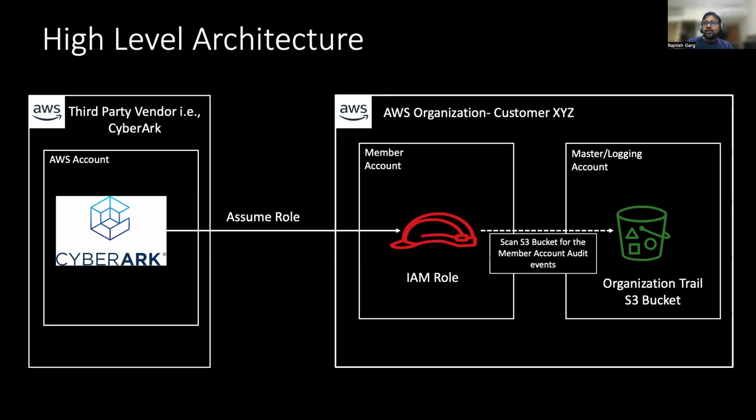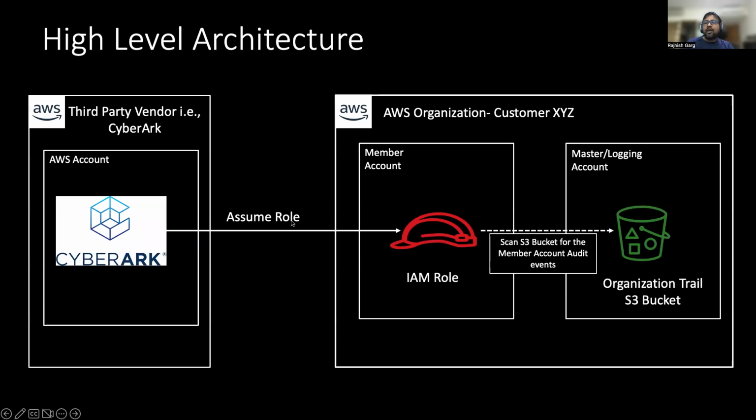So let's look into the high-level architecture. Here in this architecture, most of the time your customer can be like customer XYZ. They may have hundreds of AWS accounts within their AWS organization. And generally, most of the customers I interacted with may have a centralized account for logging, or they might be doing it in the master account.